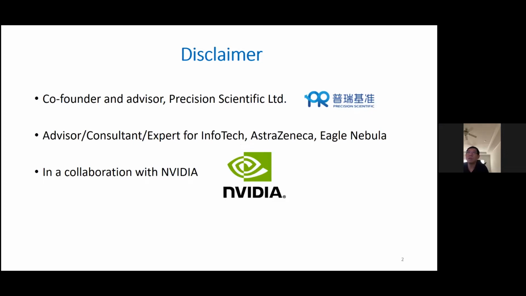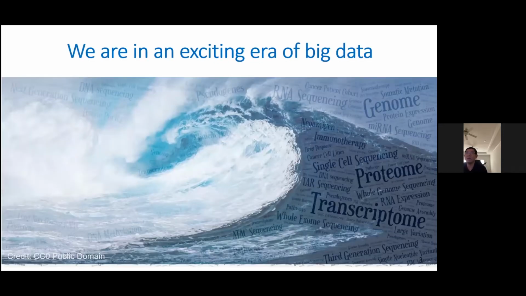Okay. So I think we all now agree that we are in a very exciting time of big data. In the last 10 years, with next generation sequencing, tremendous molecular data has been accumulated, from the genome, transcriptome, proteomics, and more recently single cell sequencing data. So I think we are in a very exciting time for discovery. On the other side, we all know this also brings a lot of challenge in how to interpret this data.